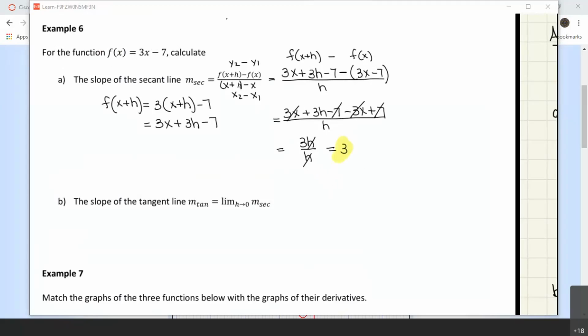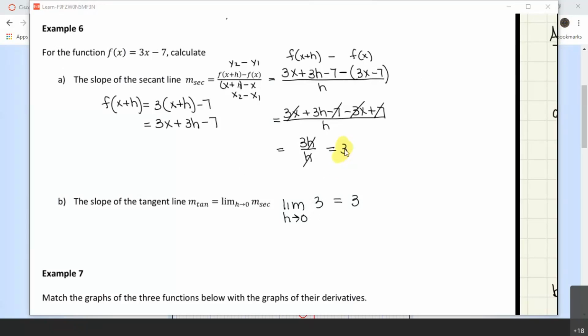So the slope of a secant line and the slope of a tangent line to a linear function are exactly the same thing. They're constants, because a linear function has a constant slope. So if I take the limit as h approaches 0 of 3, anybody see any h's in there? There's no h's in this expression. So it's 3. Don't be concerned by this.